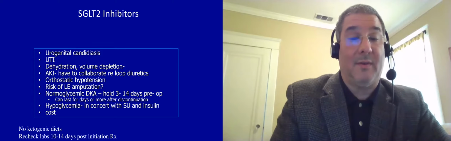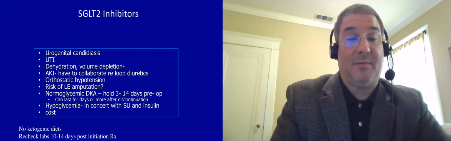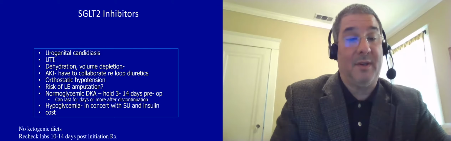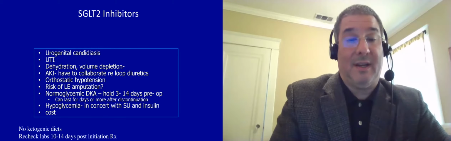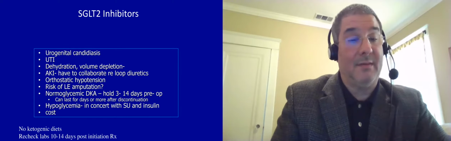Post-marketing, patients were calling with illness, and when asked what their blood sugar was, they'd say, well, it's 140, and it was not initially recognized that these agents put patients at risk for normoglycemic or euglycemic DKA. So if you've got a patient who's ill, you need to consider DKA regardless of the blood sugar. They're losing sugar in their urine, so the sugar doesn't go up. It's for this reason that we hold these agents preoperatively, somewhere between 3 and 14 days. If they go into DKA on these agents post-op, the ketoacidosis can last for days or longer. There's risk of hypoglycemia in concert with sulfonylureas and insulin, and they can be costly.